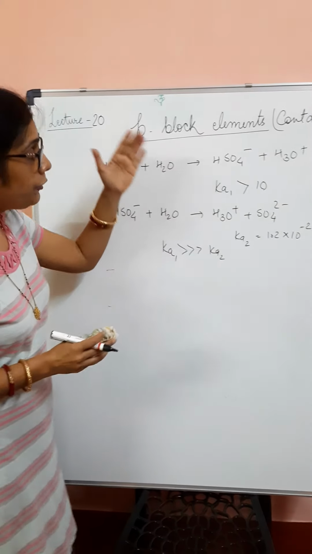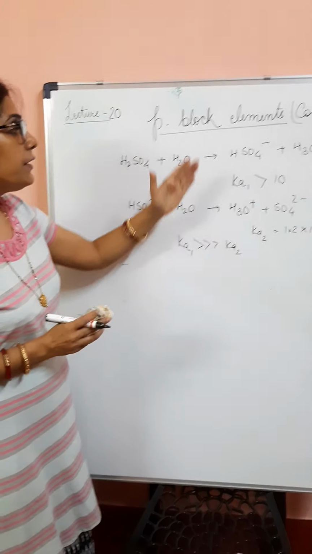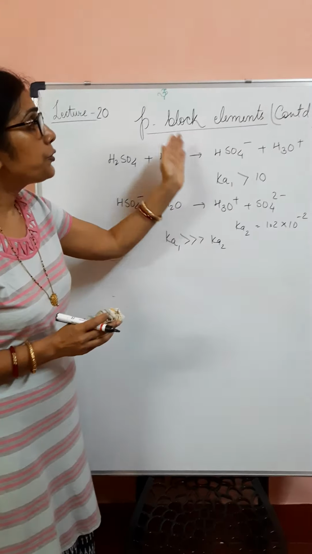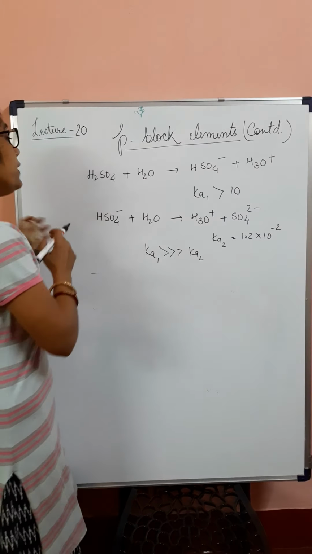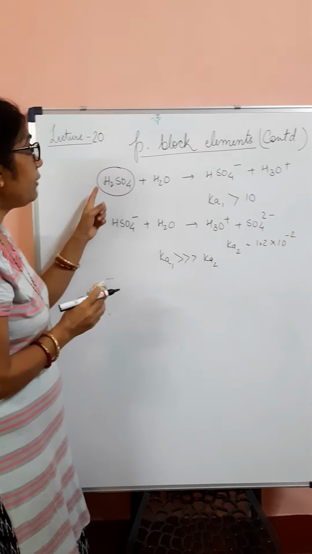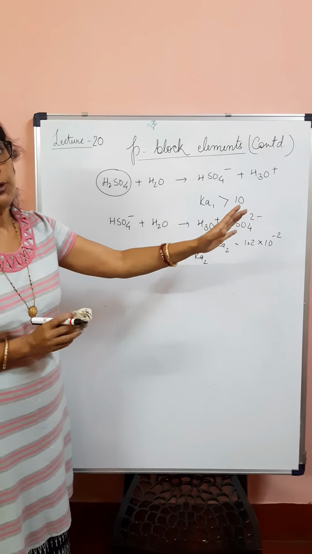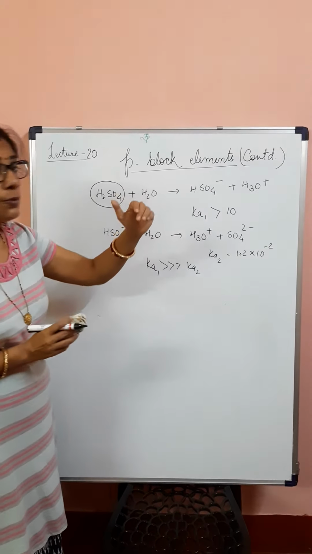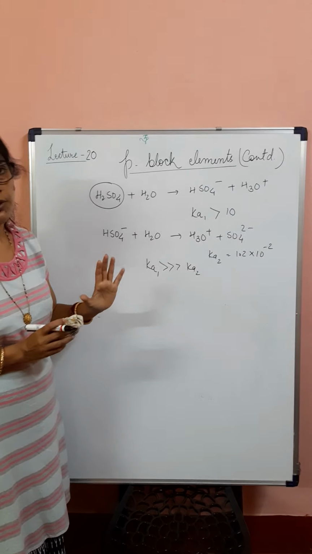From this, what we can conclude is that the acid dissociates to a greater extent in the case of H2SO4 when it is neutral, when it has not yet been ionized. So here the larger dissociation is there as compared to this.